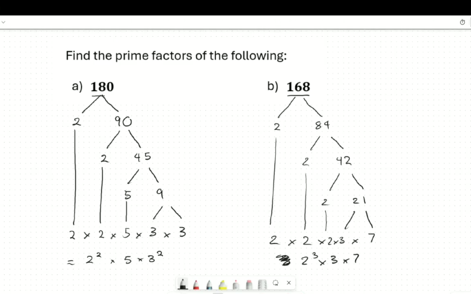Alright, so prime factorization is really helpful for breaking numbers down into their prime components, and factor trees help do this visually and guide you through the process. So that's all we have for today. There are some more videos to watch and practice questions in the lesson.